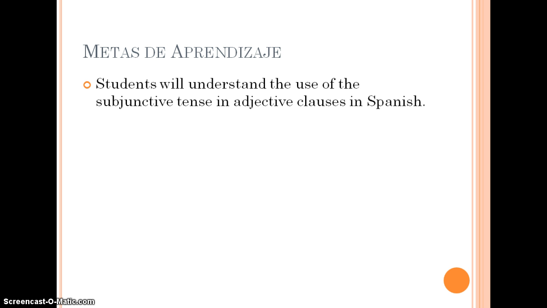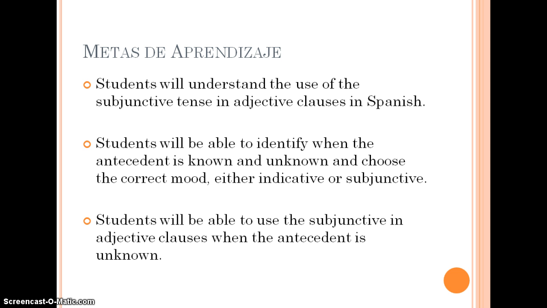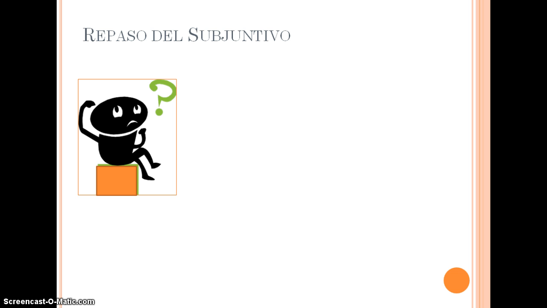Metas de aprendizaje. Again, we need to remember that sometimes we need to use the subjunctive in adjective clauses. So students need to be able to identify when we use the subjunctive. We would use it when the antecedent is unknown, versus when it is known, we will be using the indicative mood. So we're going to go through a very quick review of how we form the subjunctive and go from there.